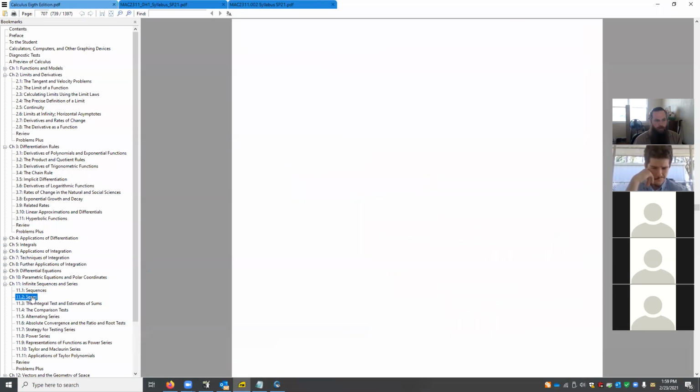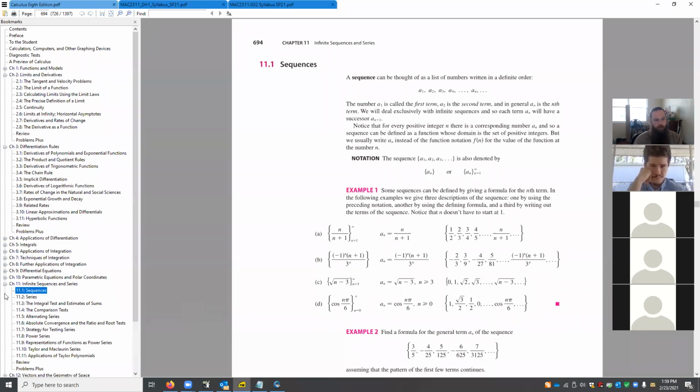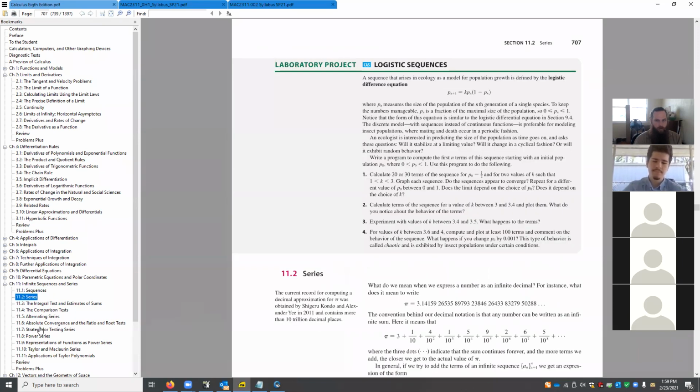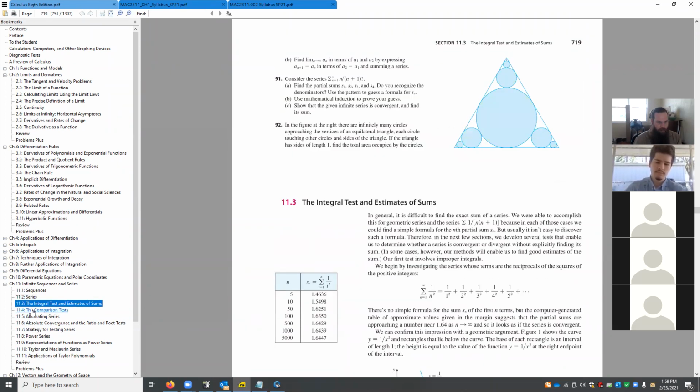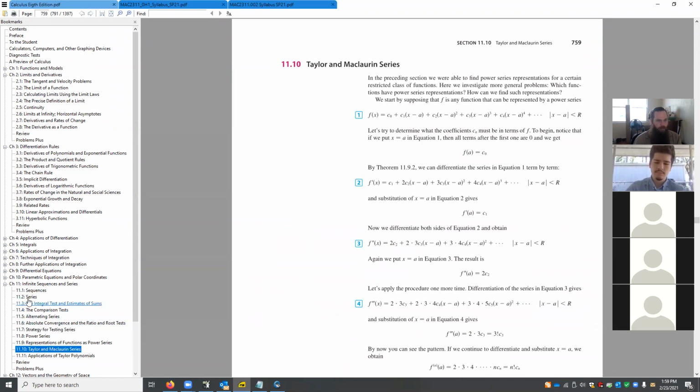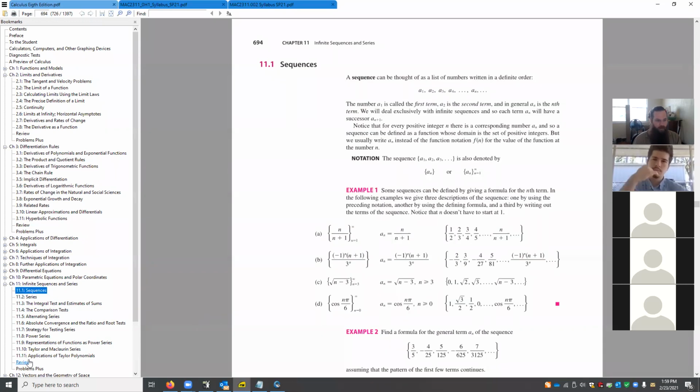These are the most important sections in all of Calc 2. 11.1 and a thorough understanding of this is what you need to understand 11.2. A thorough understanding of 11.2 is what you need for all the rest of chapter 11. The rest of chapter 11, everything from the integral test through Taylor and Maclaurin series, is the reason Calc 2 has the reputation it does. Calc 2 has a reputation for being a very hard class. The reason is sequences and series. Integrals are tough, it's whatever, but not nearly as tough as series. So this is where things are going to get real hard.